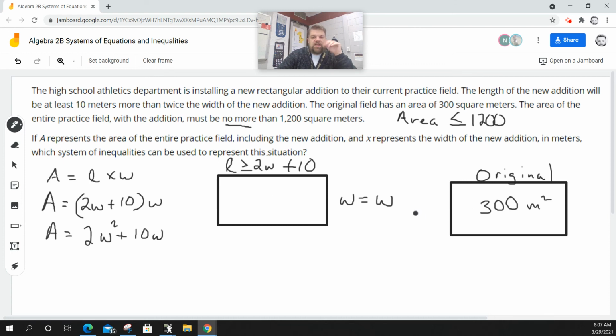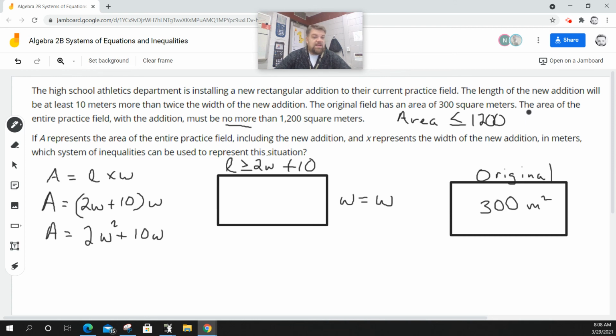I gotta reread this question. As I'm thinking, why are they telling us the original field is 300? So let me go back and reread the question, because I don't know if it's important or not. It says that the high school athletics department is installing a new rectangular addition to their current practice field. The length of the new addition must be at least 10 meters more than twice the width of the new addition. The original field had an area of 300 meters. The area of the practice field with the addition must be no more than 1,200.